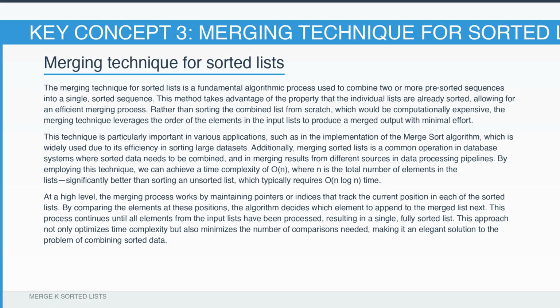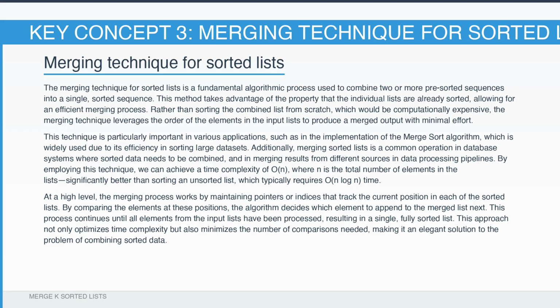The merging technique for sorted lists is an essential process in computer science that allows us to combine two or more already sorted sequences into one single sorted sequence. Imagine you have two sorted lists of numbers, like a stack of cards neatly sorted in ascending order. Instead of shuffling all the cards together and sorting them from scratch, we can simply look at the top card of each stack and pick the smaller one to add to our new stack.